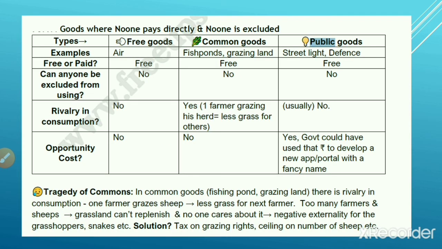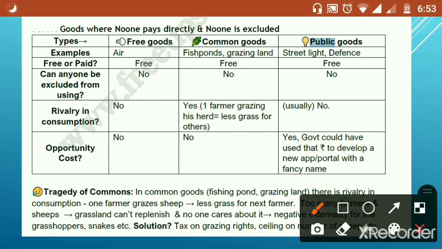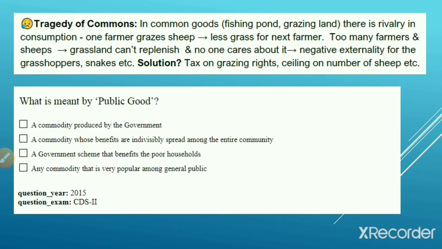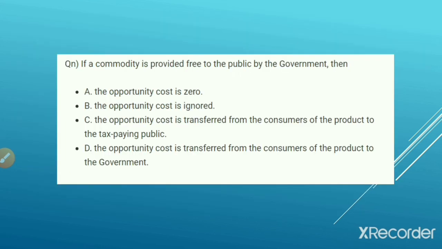So these are not free goods. And for public goods, right here it is written that they should be free. So if it is not free, then it is not. Okay, so by that we understood that option 3 should not be correct and only option B is correct. It was asked by UPSC in CDS 2015.